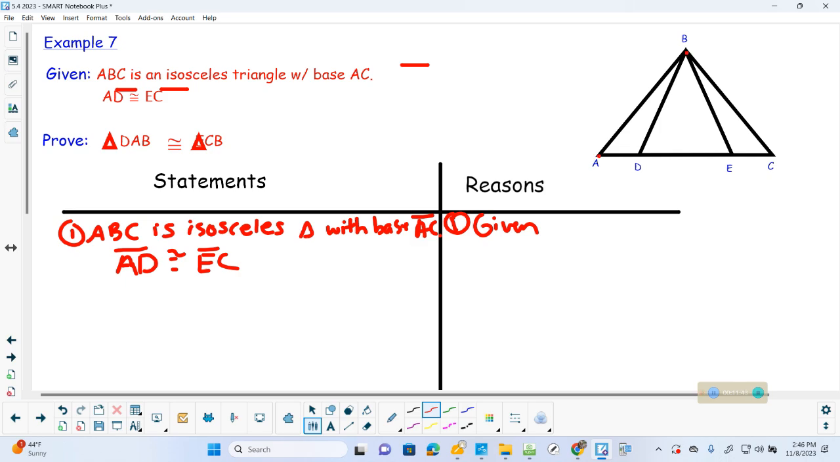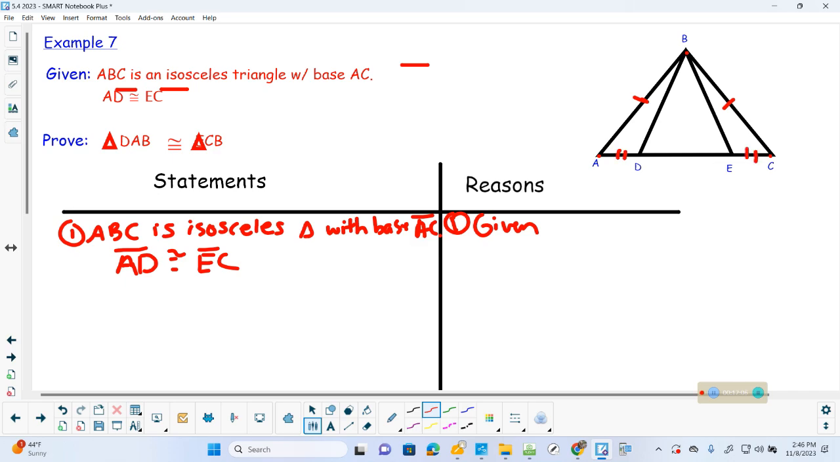Triangle ABC, so the big overall outside one, is isosceles. Key vocab word there, isosceles. How many congruent sides do you have for isosceles? 2. So I'm going to mark those. I'm going to have to put that in the proof. I'll do that in a minute. It also tells us AD, this little guy, is congruent to EC.